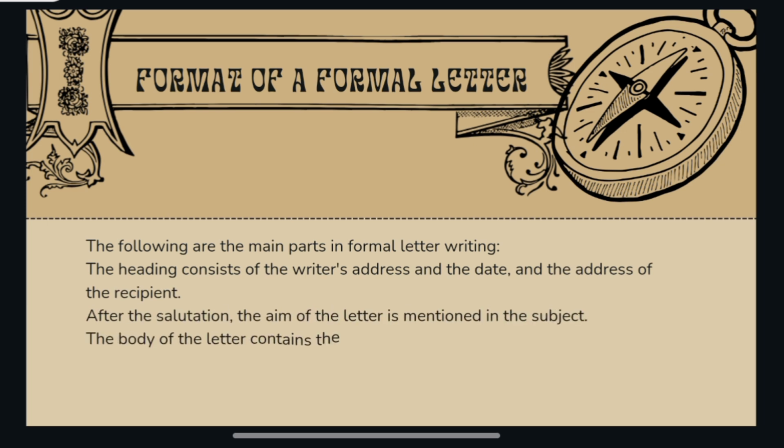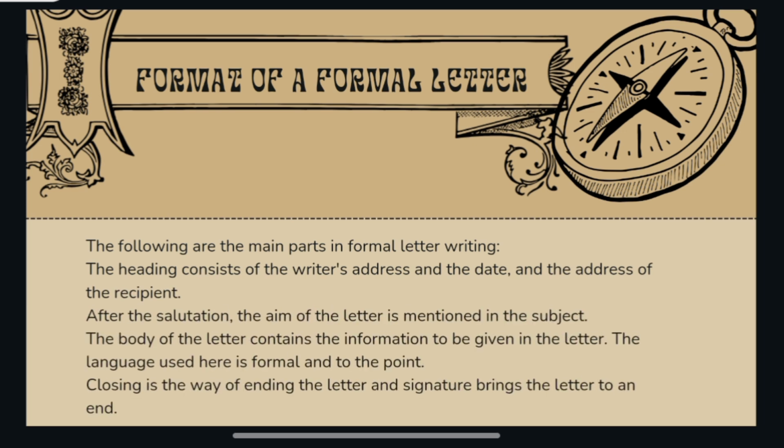Next is the format of a formal letter. The main parts of a formal letter are the heading, that consists of the writer's address, that is the sender's address, the date, and the address of the recipient, means the person to which we have to send the letter, receiver's address. After that it comes the salutation. It can be salutation or it can be the subject. We basically write the subject first and then the salutation. But both the ways are correct.